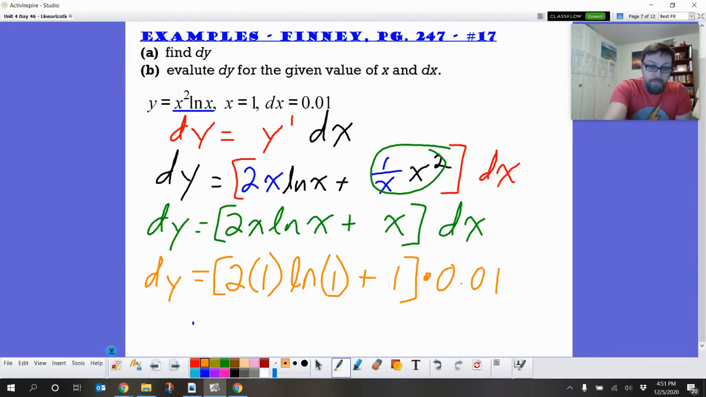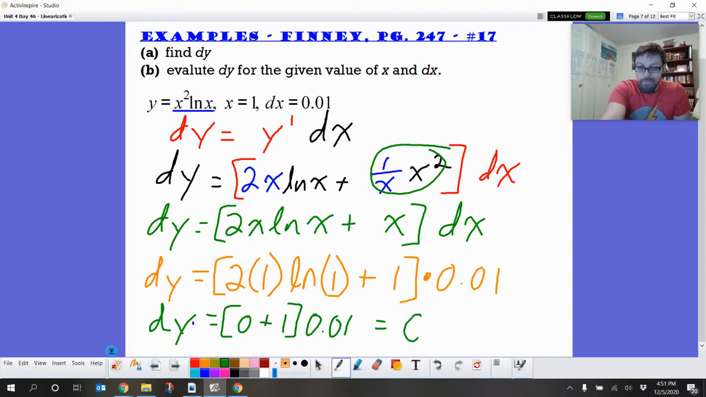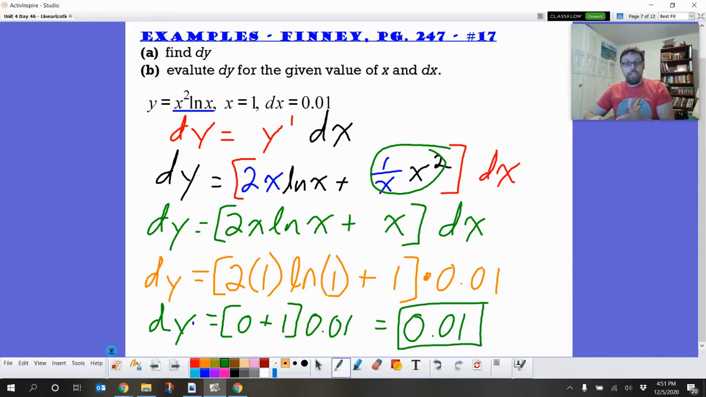Okay, now it's just a matter of simplification. In fact, you could probably just type all this into your calculator. On the inside here, we get 2 times the natural log of 1, which is 0, so that's just 0. So we get 0 plus 1 times 0.01, which equals 1 times 0.01, which is just 0.01. Neat. So that is the change in y that's going to happen when we start at x and we change our x value by 0.01. We should expect our y value to change by 0.01 as well. Cool.